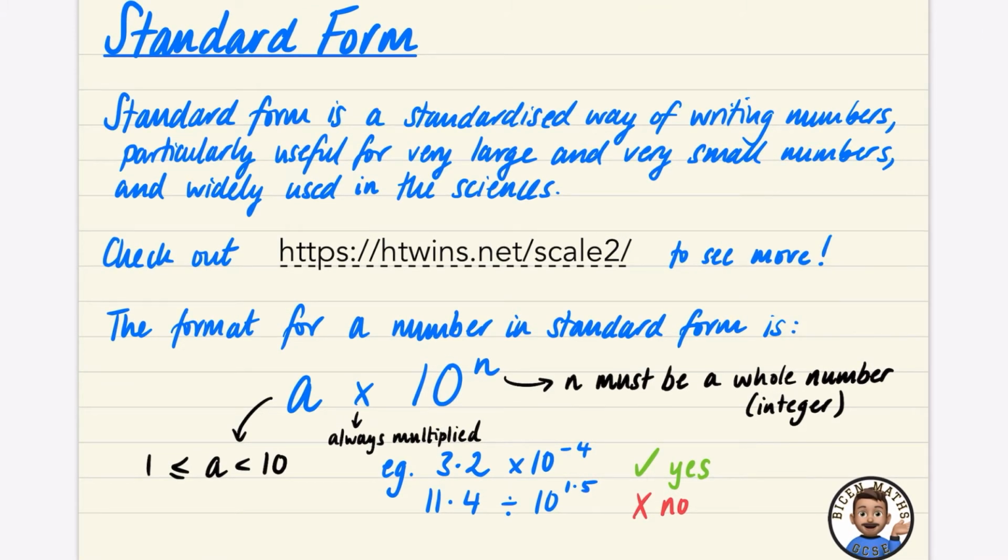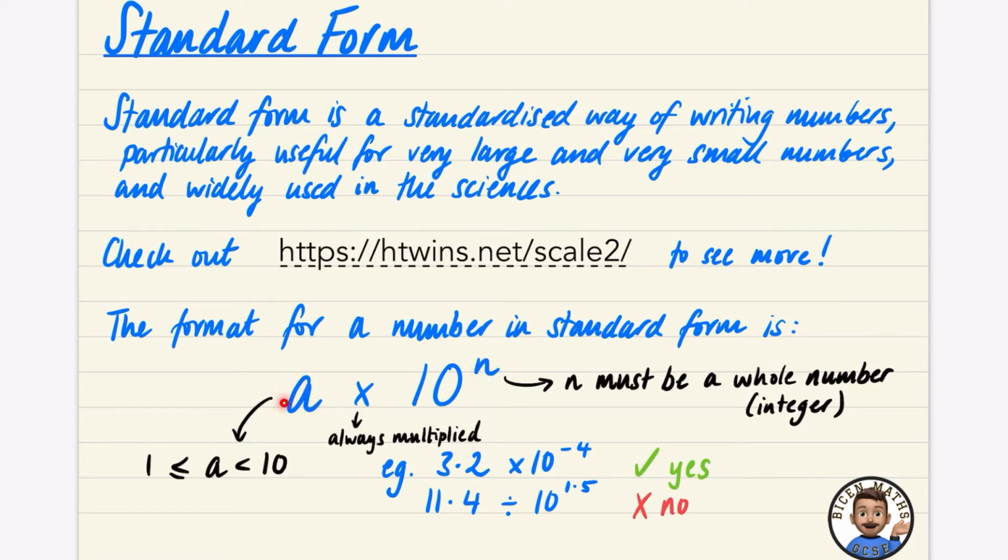So what I've got here is that standard form, you may have noticed with some of these numbers, is always written in this particular form that we've got here. There's always a number to start off with, there's always a multiply symbol in between, and then it's always 10 to the power of another number. A few things to take note of.